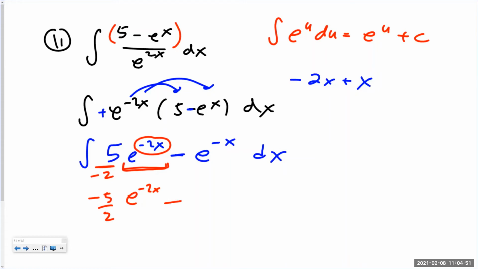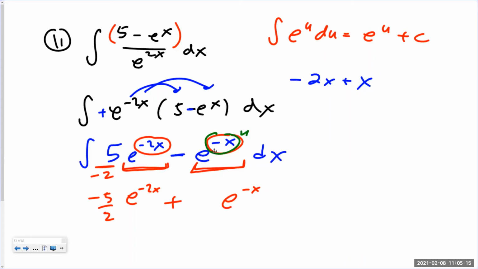Do the same thing with this one right here. This is an e to the u problem. I make that my u. Remember I said it's an e to the u problem, so I take the antiderivative of e to the u. The antiderivative of e to the u is e to the u, so that is e to the negative x. But I did pattern recognition, so I have to forcefully, manually go in and divide by u prime.